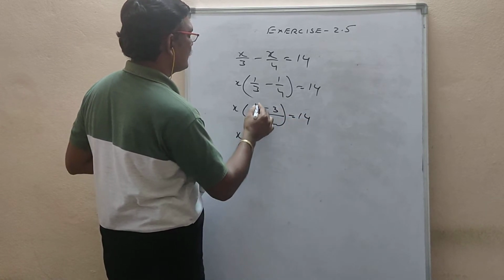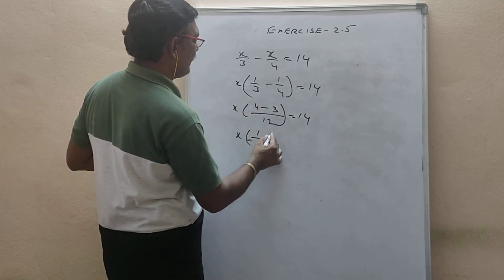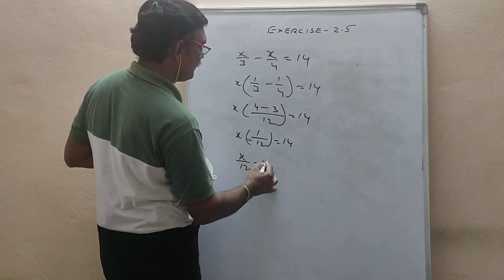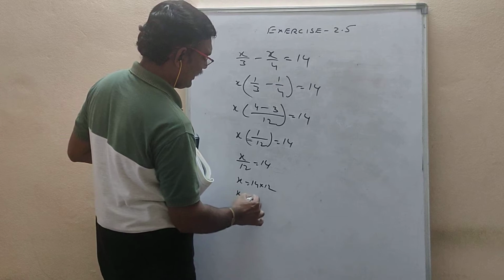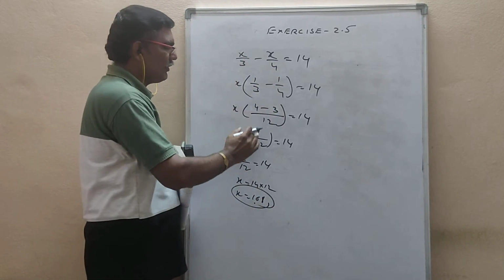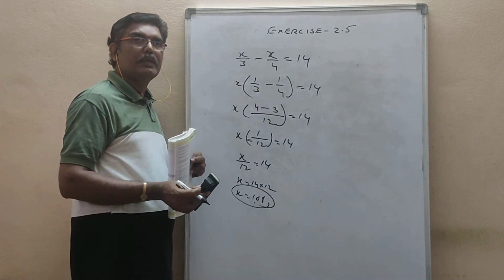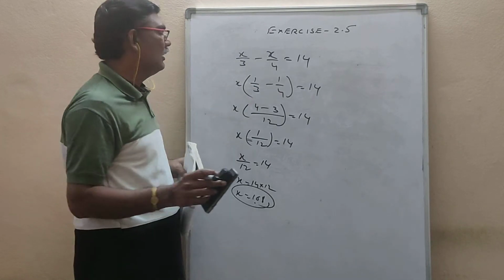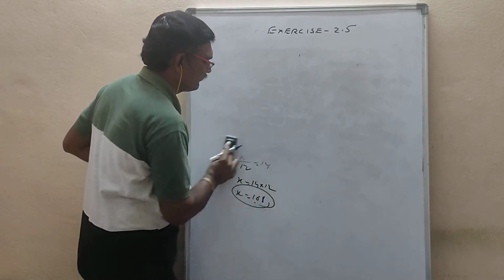Now x into 4 minus 3 is 1, 1 by 12 is equal to 14. x by 12 is equal to 14. x is equal to 14 into 12. x is equal to 168. So if you take x as common also, you get the same answer. So you can do it in this method also. Whatever the method may be, if you do it perfectly and correctly, it is alright and you will get the marks. Now we will go for another problem.